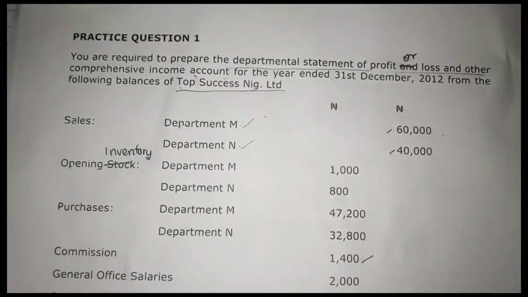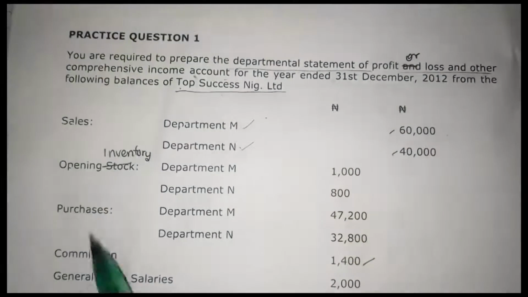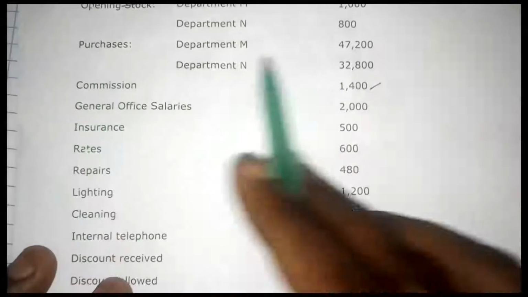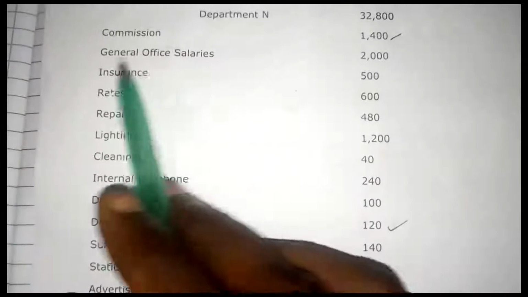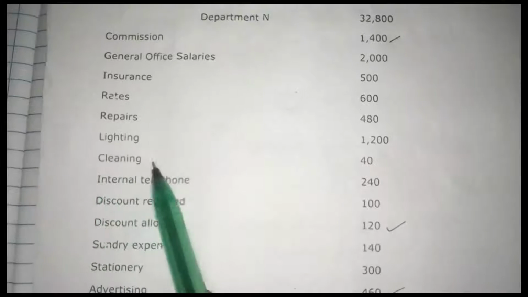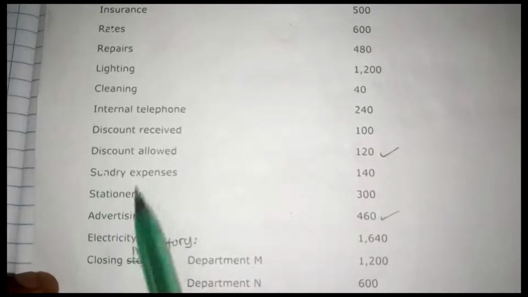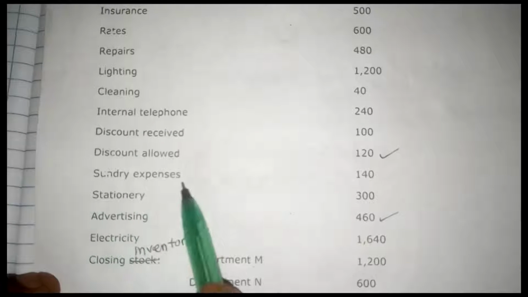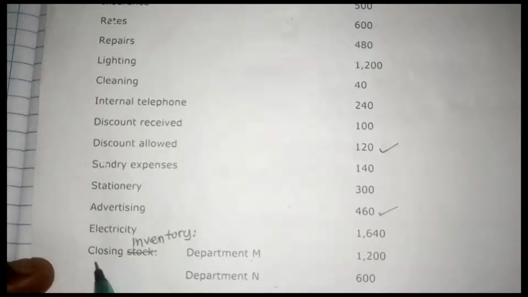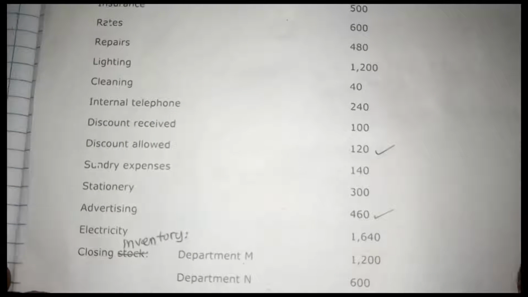Top Success, okay? You have been given the sales for each department, the opening inventory for each department, the purchases, the commission, general office salary, insurance, rate, repairs, lighting expense, cleaning, internal telephone, discount received, discount allowed, sundry expenses, stationery, advertising, electricity, and closing inventory for each department. All right.